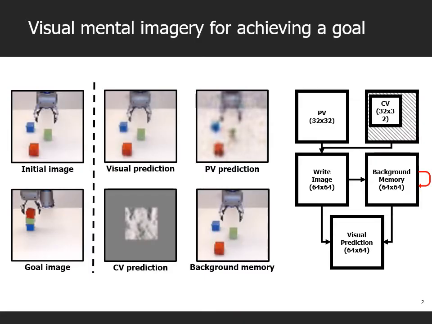Now I'd like to show the dynamic plan generation made by the robot after the learning is completed. This is the initial configuration of the objects. This is a goal image given to the robot. So the robot has to generate a goal-directed plan and associated visual imagery to achieve this goal image, starting from this initial image. I'd like to show the visual mental imagery generated by the robot.